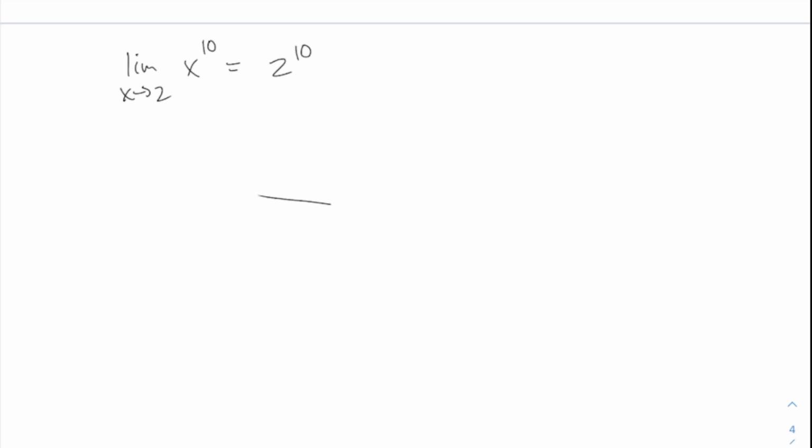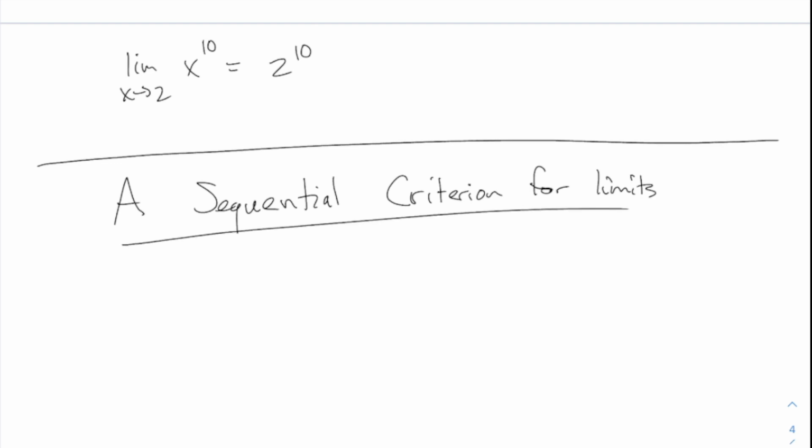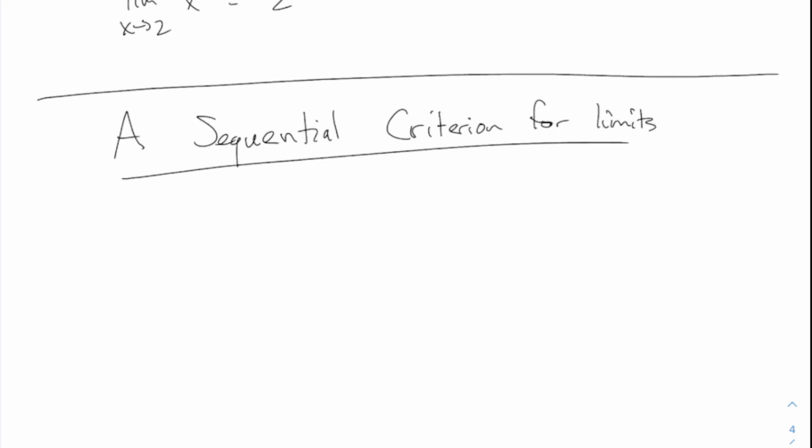One more thing to say, which we will talk a lot more about next time, and that is a sequential criterion for limits. It turns out that you can rephrase the definition of a limit of a function in terms of limits of certain sequences. All right. So I will just write down what the statement is first of all.